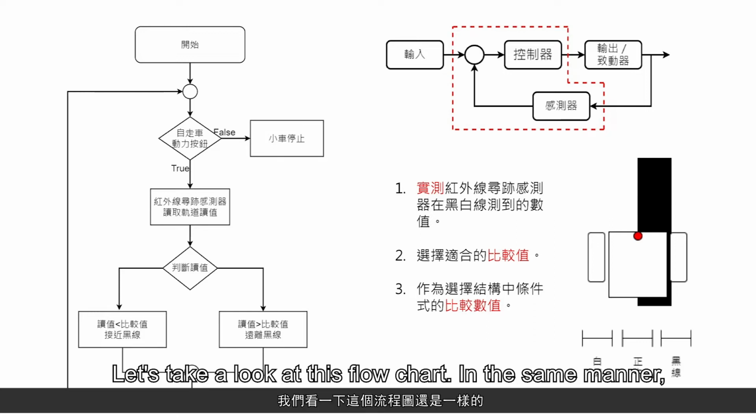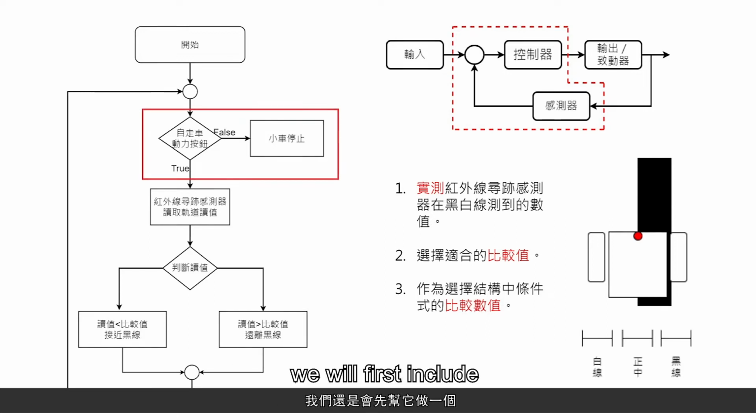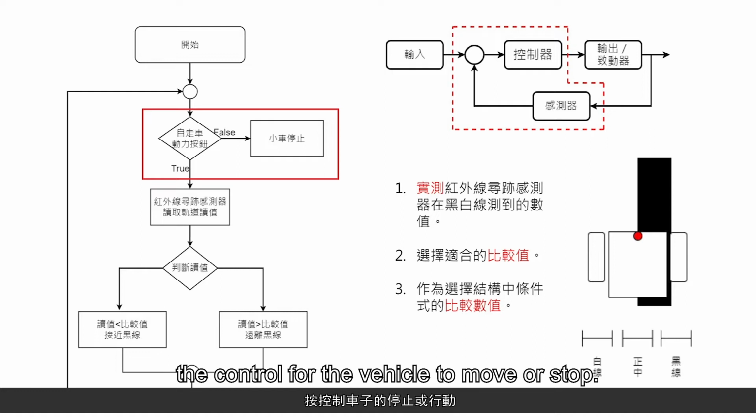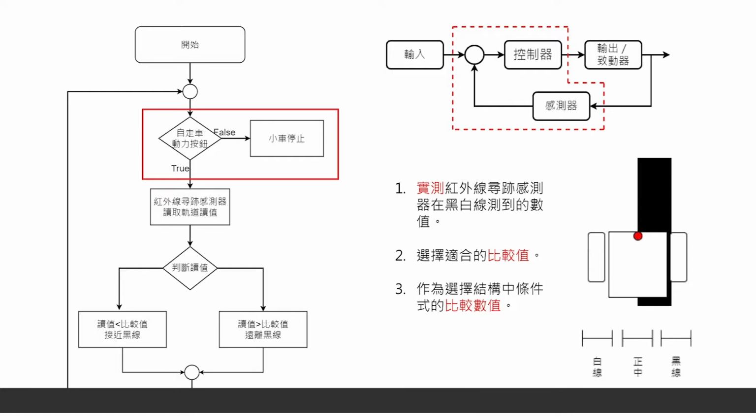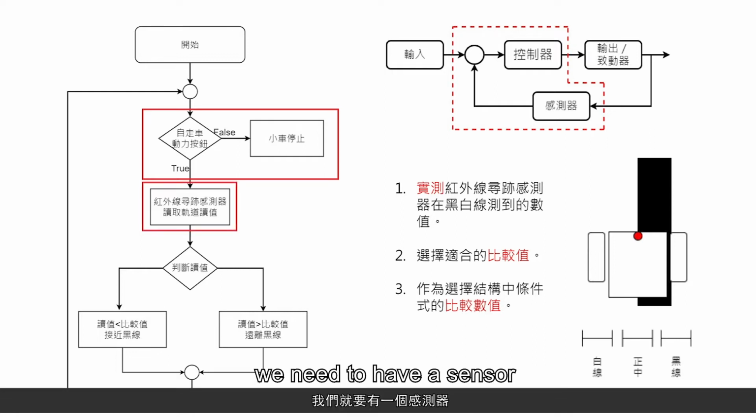Let's take a look at this flowchart. In the same manner, we will first include the control for the vehicle to move or stop. After it starts to move, we need to have a sensor to measure its reading. According to this reading, in this case, there will no longer be a difference between true and false. The difference will only be whether it's larger or smaller.